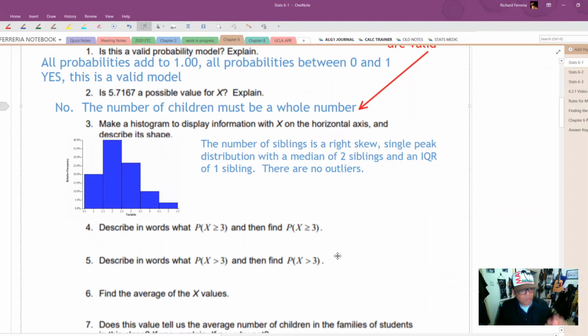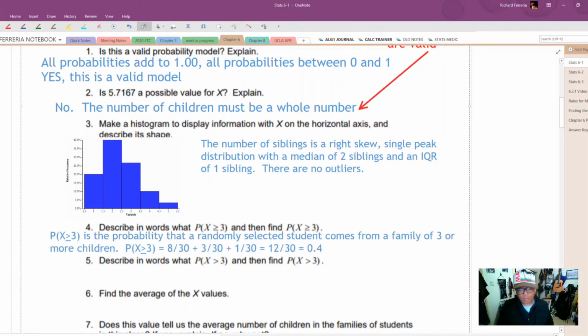Number 4, describe in words what P(X ≥ 3) is, and then find that. Well, if X is the number of children, then we're asking what's the probability that a randomly selected student has 3 or more siblings. More eloquently, P(X ≥ 3) is the probability that a randomly selected student comes from a family of 3 or more children.